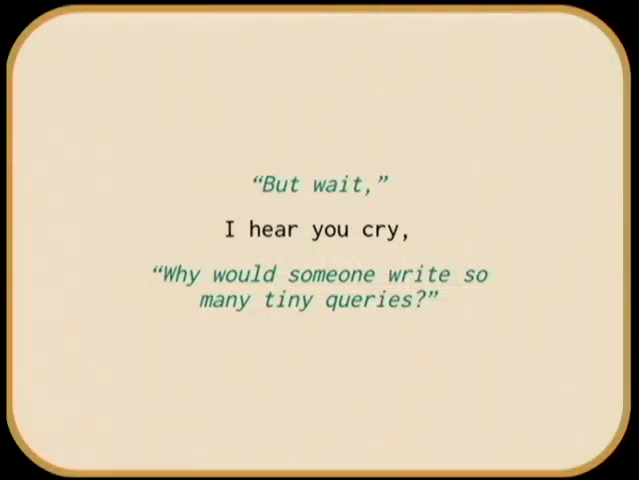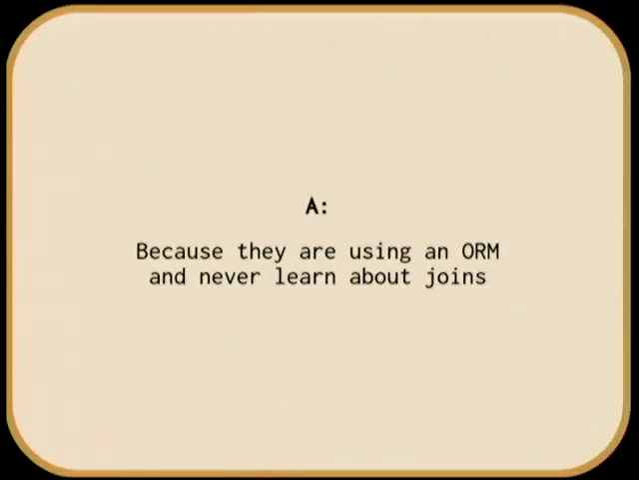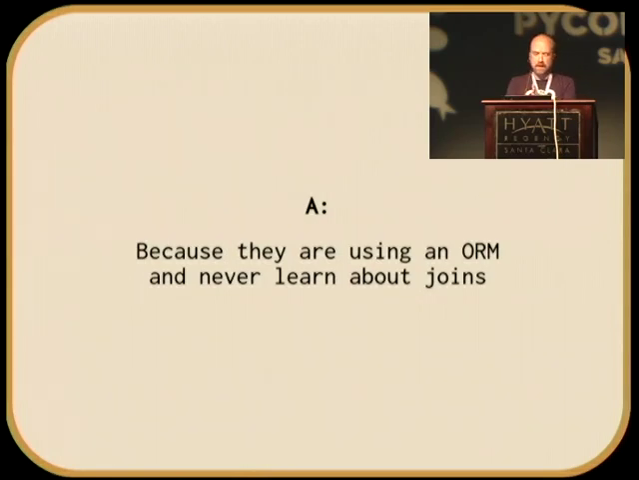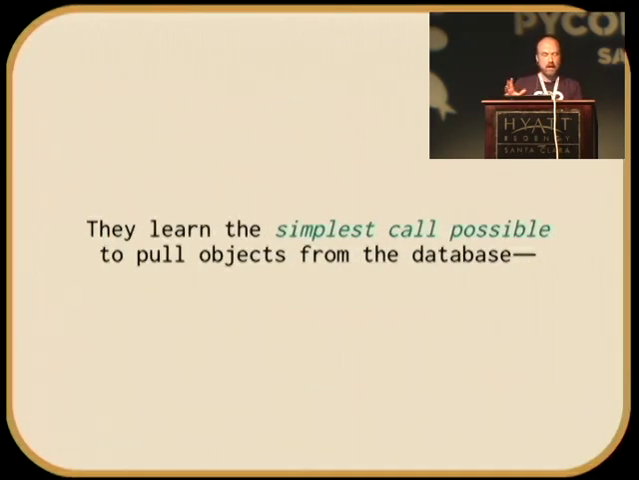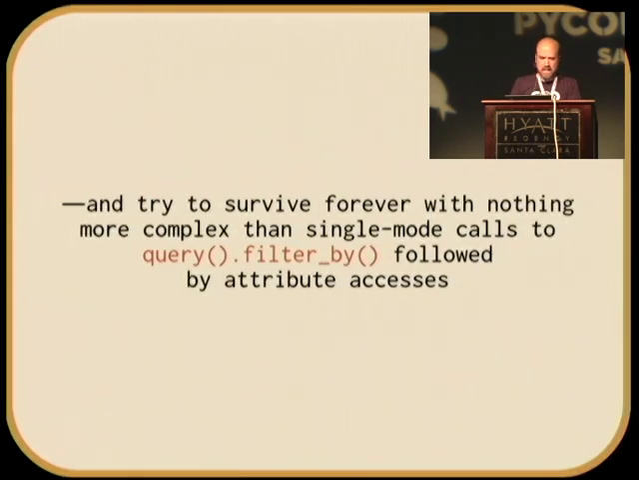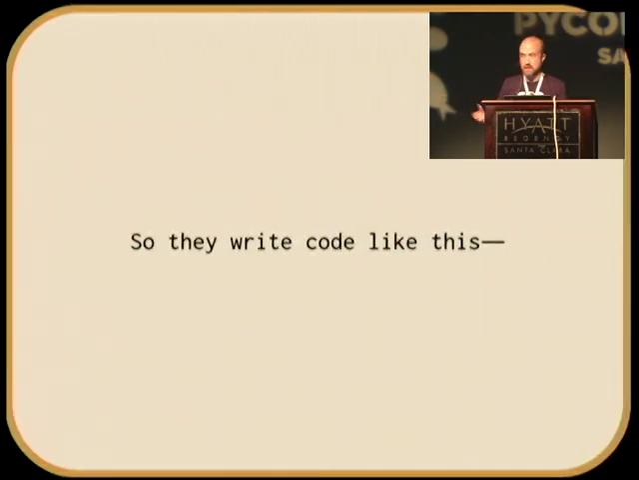Why would someone write so many tiny queries instead of just asking the big question? And the answer so very often today is because they're using an ORM, an object relational mapper, but they've never learned about joins. They're scared by this whole query business, so they learn the simplest call possible to pull objects from the database and try to survive forever with nothing more complex than single model calls to query filter by. Then they try to jump over to the associated objects with attribute accesses.